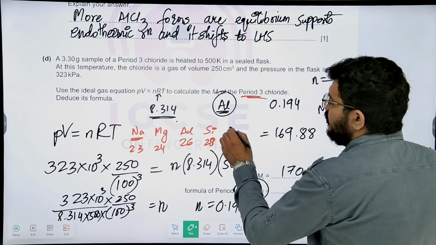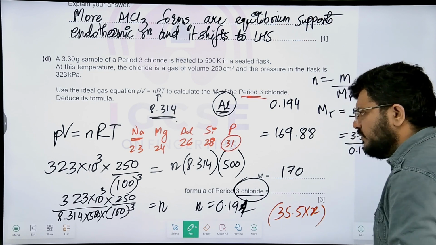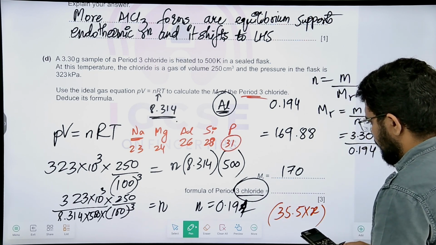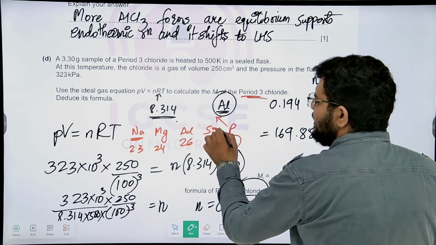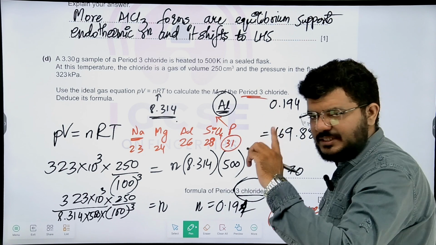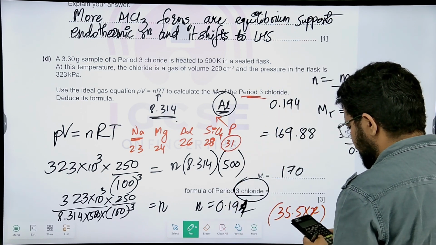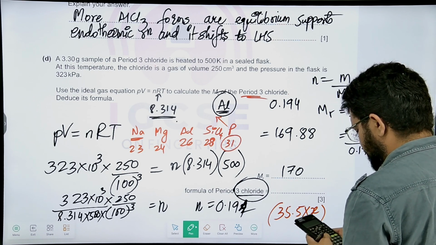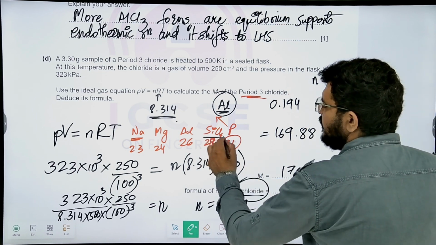We have silicon and phosphorus, right? Phosphorus has a mass of 31. So we have 31 and two chlorides of phosphorus, SiCl4. We just saw in a question that SiCl4 is possible. So 35.5 multiplied by 4 is 142, and 170 minus 142 is 28, which is the mass of silicon in SiCl4.